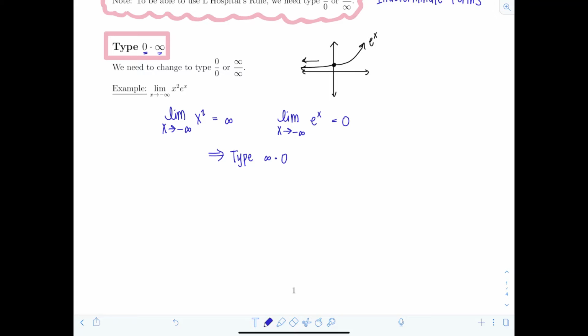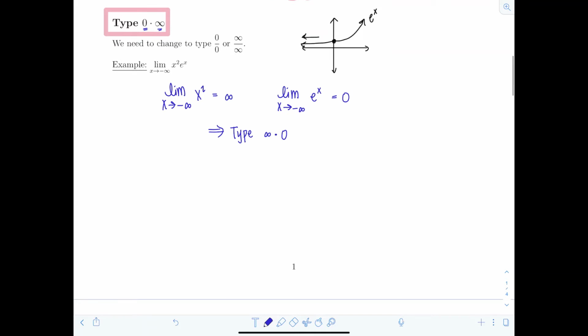The way it's written, I can't apply L'Hopital's rule because it needs to be either 0 over 0 or infinity over infinity. So what I'm going to do is I'm going to rewrite this, and the most easy way to do it is to put that e to the x in the denominator. So I'm going to rewrite this as the limit as x approaches negative infinity of x squared over, now if I move e to the x in the denominator, it's equivalent to e to the negative x being in the denominator, right?